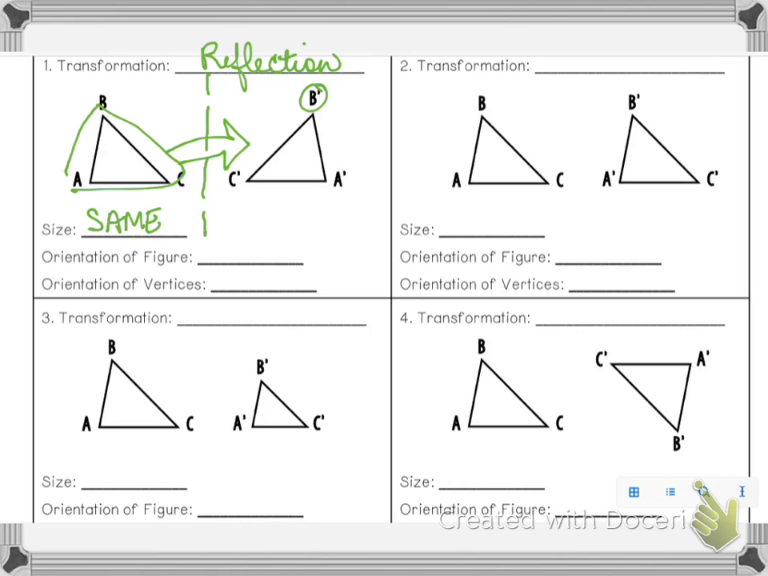The orientation of the figure, remember we're talking about which way is it facing. So if I were to draw a face on my triangle here on the pre-image, and then I flipped it and I looked at that same face on the image, the way it was facing has now flipped. So we're going to say that it changed. The orientation of the vertices, if I was reading this triangle from left to right, I'd say A, B, C. If I was reading the other triangle, for instance, I would say C prime, B prime, A prime. So now the order has changed, therefore the orientation of my vertices have changed.